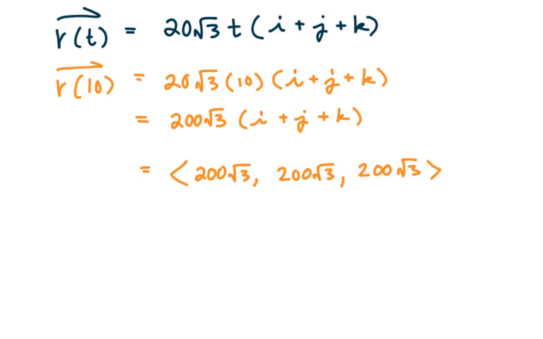So traveling in the direction of this vector for 10 seconds creates a vector that is in the same direction, it just has a greater magnitude. Like I said, the magnitude of this r of 10 vector is 600 feet. And each of these x, y, and z components is measured in feet. They're giving us that location, 200 root 3 feet out in the positive direction on all three axes, x, y, and z.